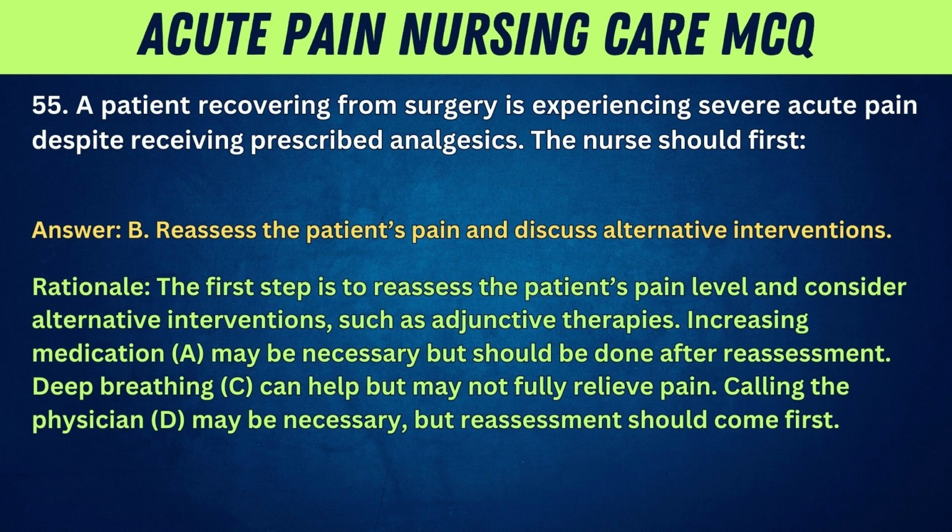Rationale: the first step is to reassess the patient's pain level and consider alternative interventions, such as adjunctive therapies. Increasing medication, A, may be necessary but should be done after reassessment. Deep breathing, C, can help but may not fully relieve pain. Calling the physician, D, may be necessary, but reassessment should come first.